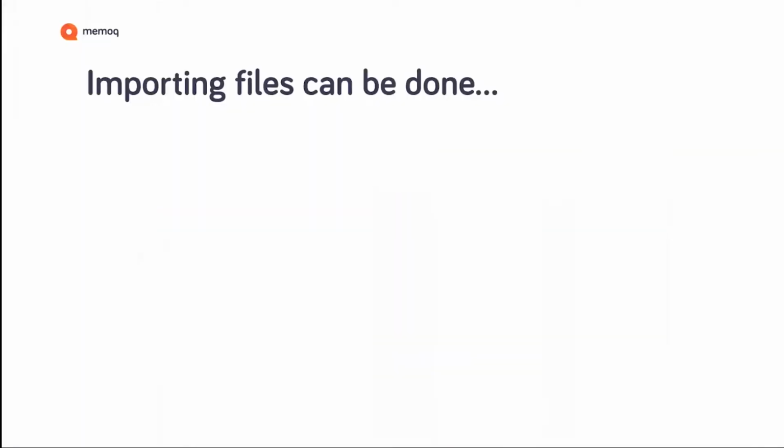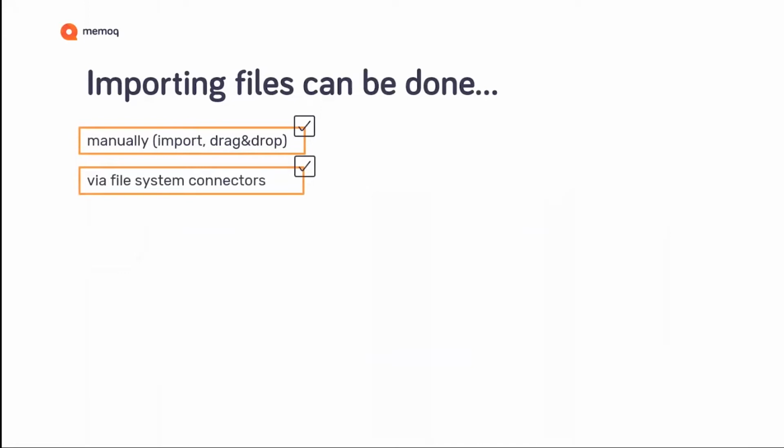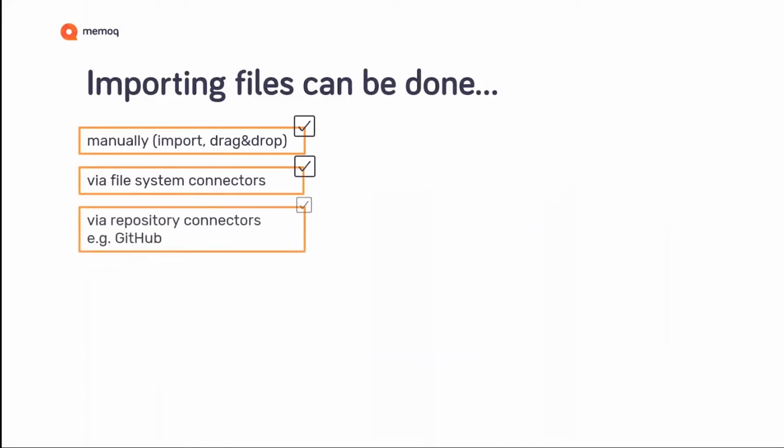When you input files into a project, that can be done in different ways. You can just drag and drop files into MemoQ. You can, of course, import with options to change the way MemoQ will import those documents into a project. Then you can use file system connectors, and this is what we're going to talk about today. There are also other repository connectors, for example, connecting to GitHub, which is very similar to the file system connectors. There's a different mechanism to it, but in general, the whole idea is very similar.